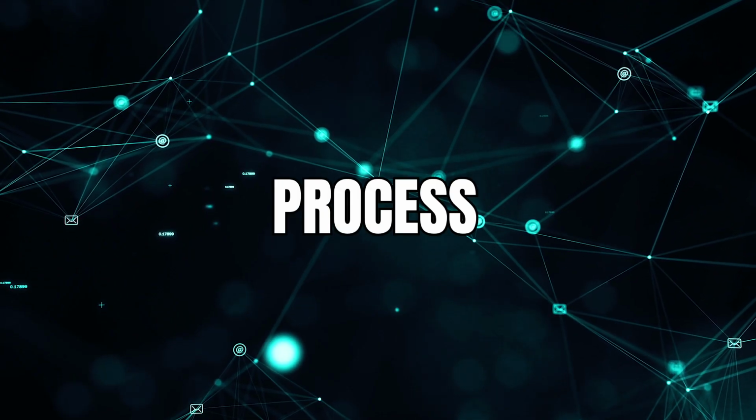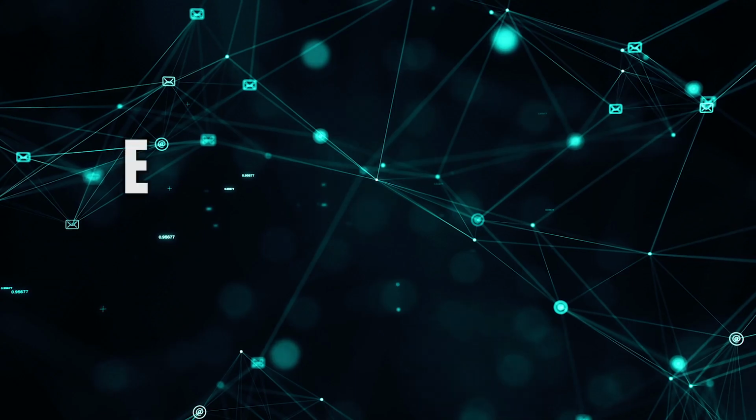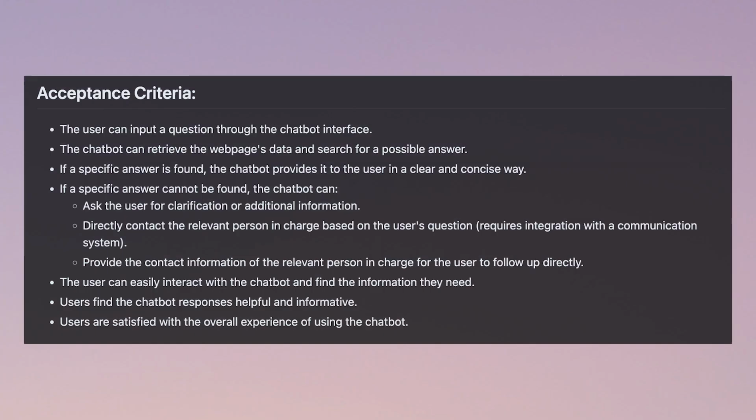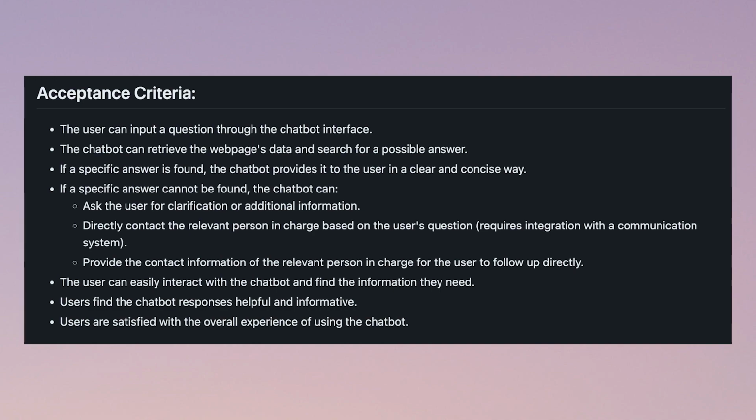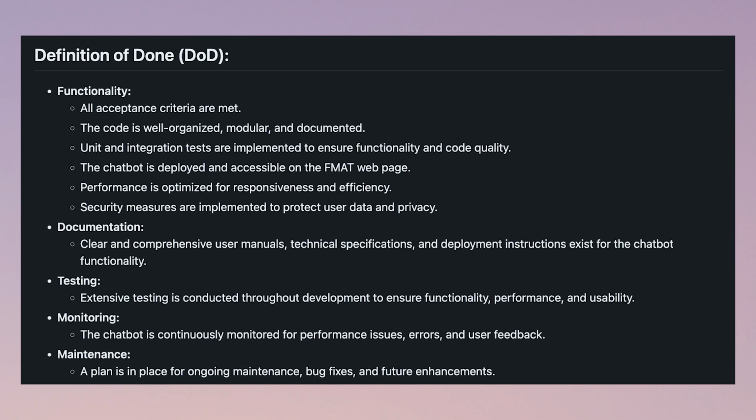Process. Since we adopted the Scrum framework, we worked on 1-month sprints. Only this last sprint lasted 3 weeks. Acceptance criteria and definition of done. Here we can see the acceptance criteria of our project. To fulfill the definition of done, we need functionality, implementation, monitoring, and maintenance.